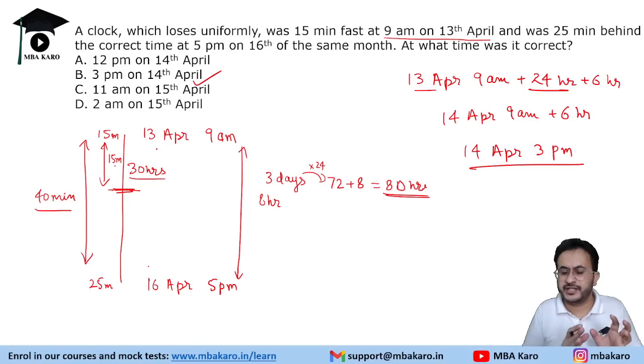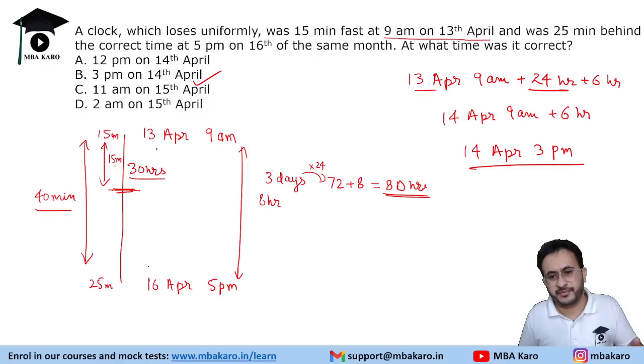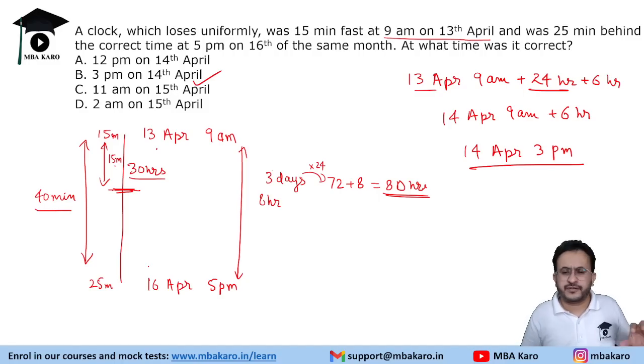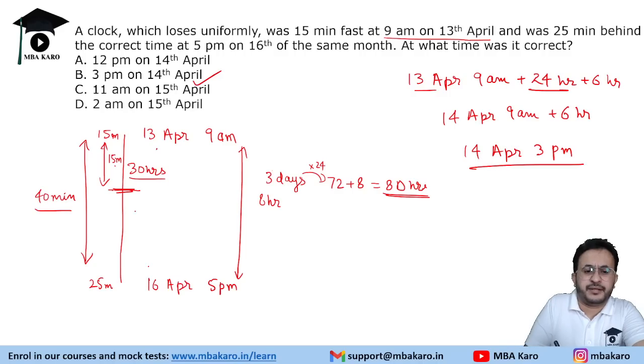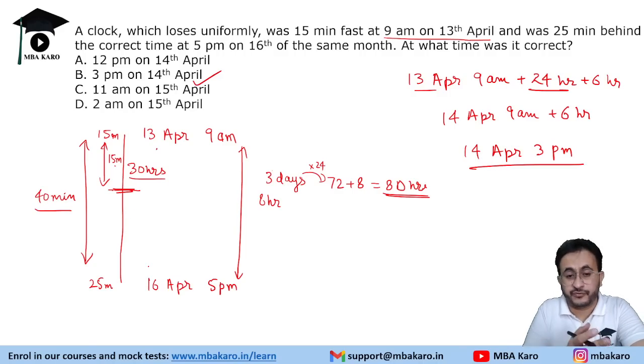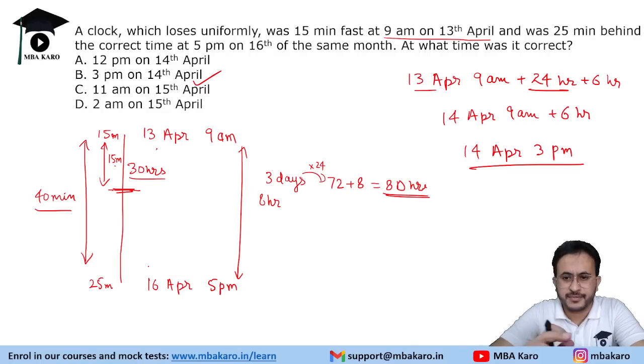So this is how we deal with questions based on slow and fast clocks. They might give you slow time and ask what time the clock will show, or fast clock, or they will say the clock was slow, now it is fast, at what time it showed correct time, or they might ask at what time it was, let's say, 12 minutes ahead, right? So you can find it by finding the gap using the proportionality.